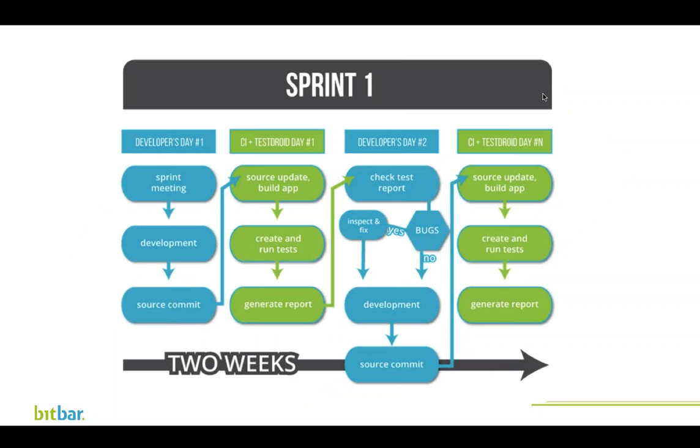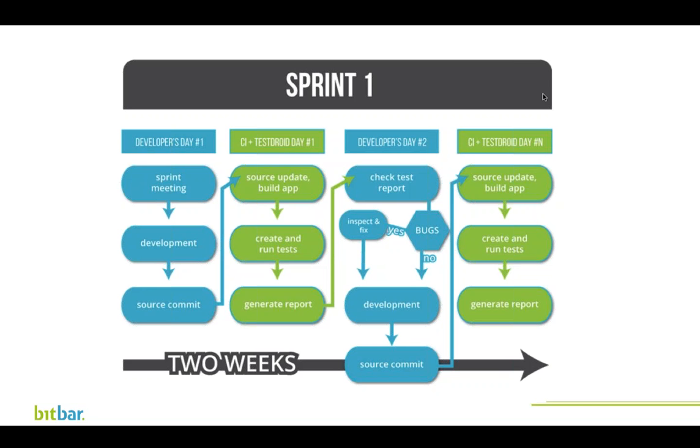Slightly more detailed view of this. So one sprint, a couple of weeks, how developers see this. They might have a sprint meeting, they have development going on, they commit some source code to their source code management system. And once that's done, they can easily build an application and get that tested with the test automation.